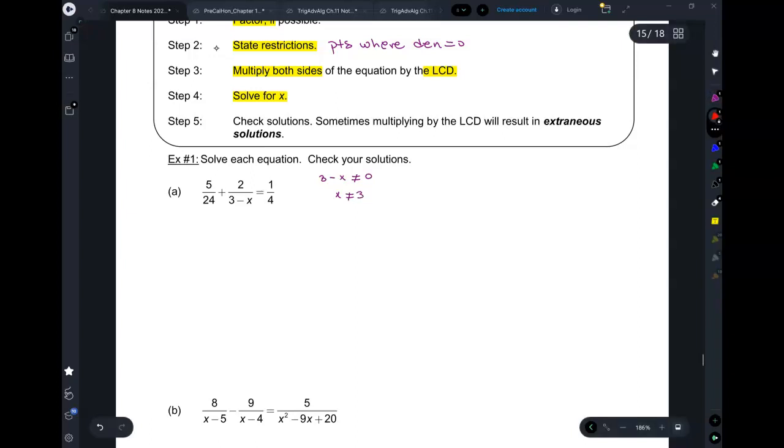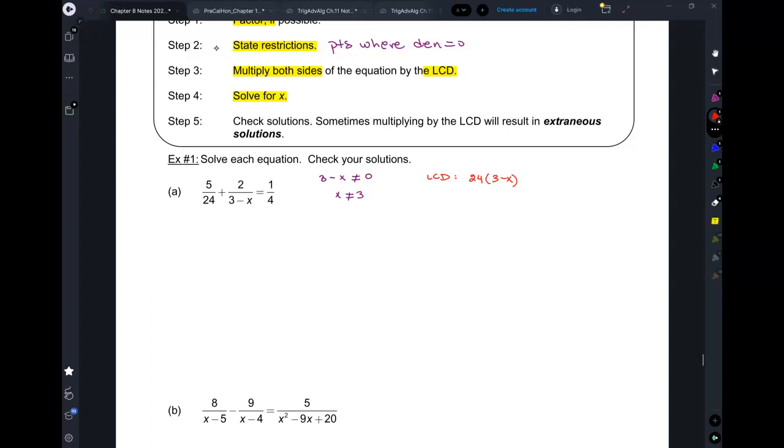Next, identify what the LCD is. The denominators here are 24, 4, and 3 minus x. Between the constants 24 and 4, the LCD will be 24, and then times 3 minus x. Is 24 a restriction? No, because there are no more variables. It's only where the variables can equal 0.